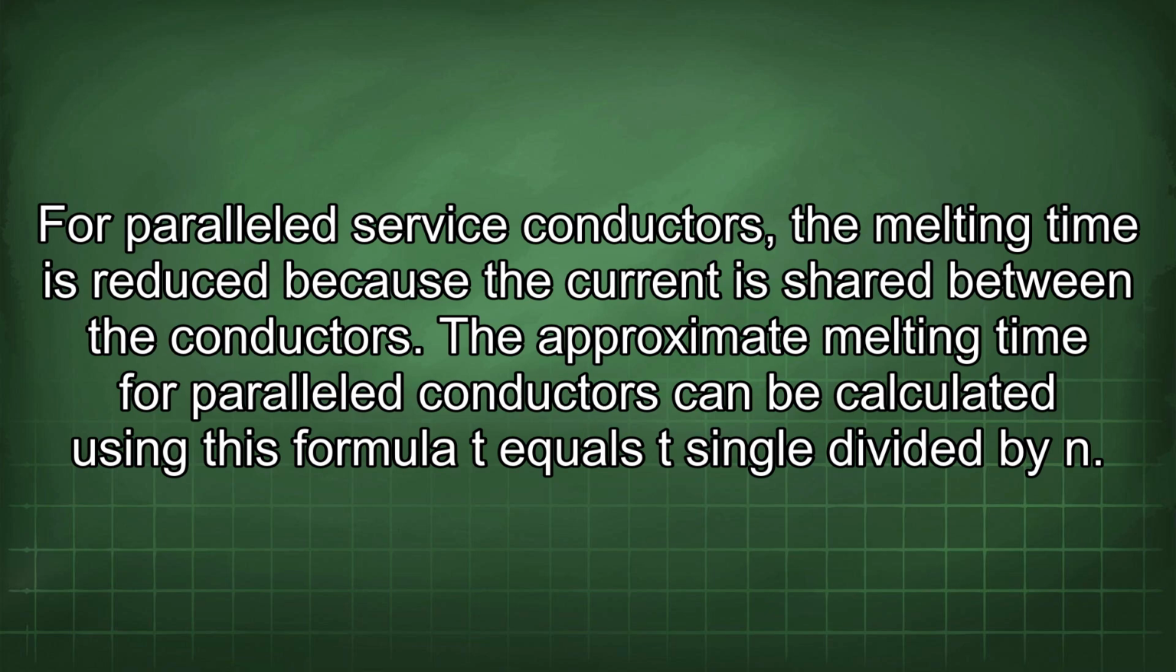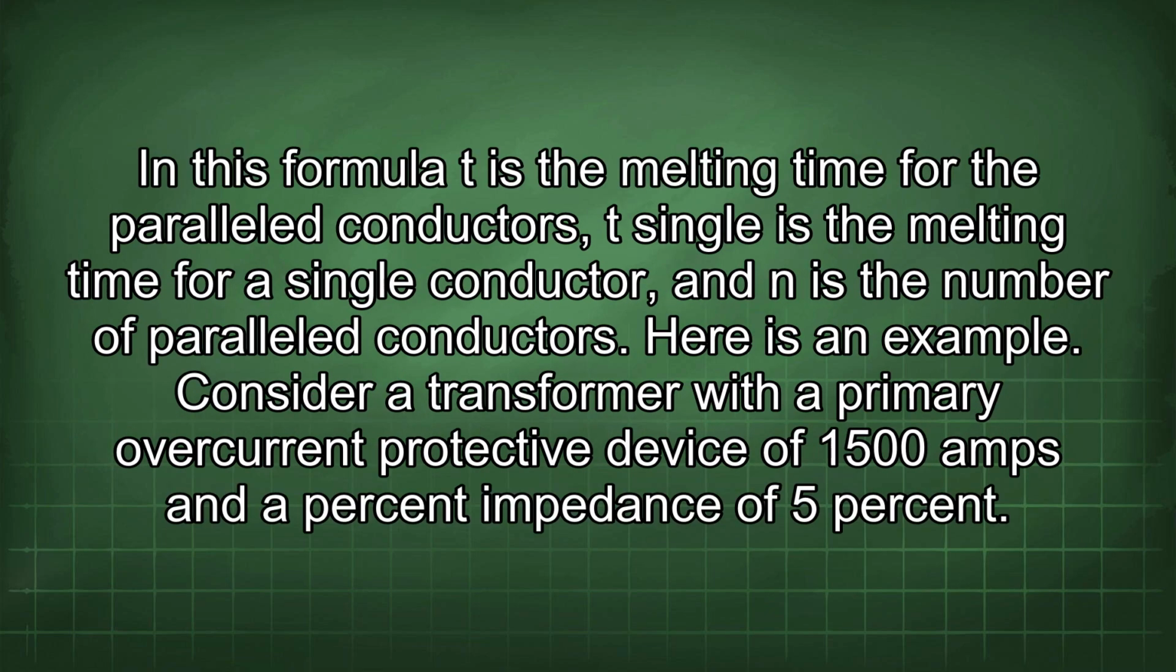The approximate melting time for parallel conductors can be calculated using this formula: T equals T single divided by N. In this formula, T is the melting time for the parallel conductors, T single is the melting time for a single conductor, and N is the number of parallel conductors.